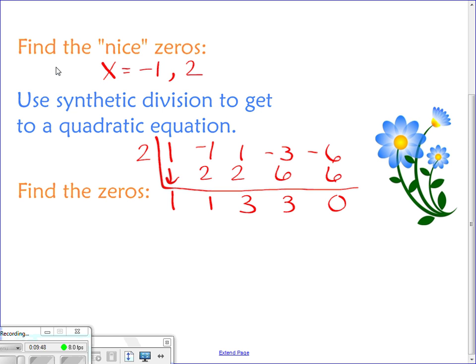All right, now we started with X to the 4th. I did synthetic, so what variable am I down to? I'm down to X to the... Good. Very nice. I'm down to X cubed. We're trying to get to a quadratic. So if I can get to a quadratic, I can either factor it or, Jared, not your favorite, I can use the quadratic formula. Jared likes to factor everything.